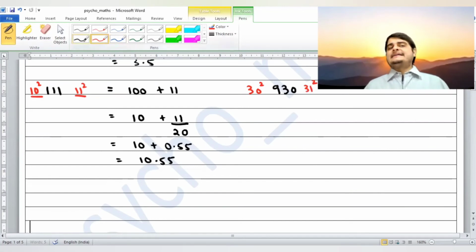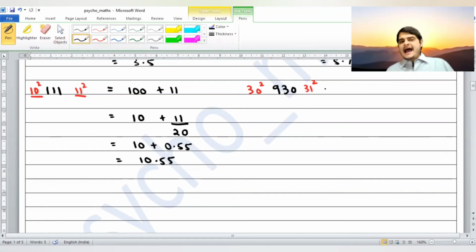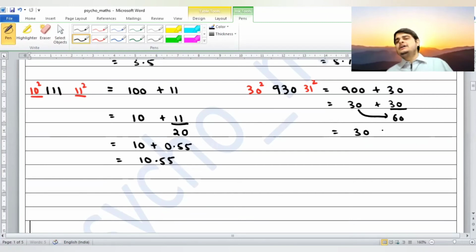So how shall we write this? How shall we solve this? Check it. It will be 900 plus 30. So 900 is the square of 30, plus 30 upon double of the smaller, that is 60. So that is what? 30 plus 0.5. So approximately the square root of 930 is 30.5.